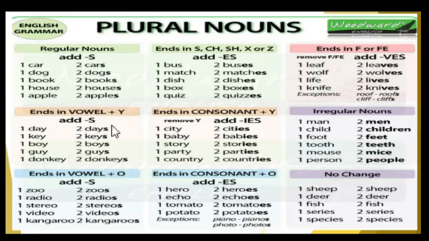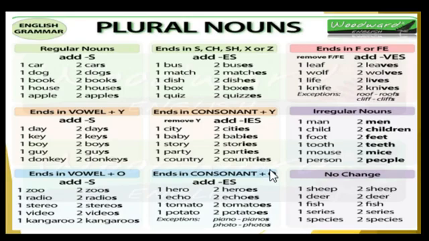How about the noun that ends in vowel plus Y? Just add S. Example, day, days. Key, keys. Boy, boys. Guy, guys. Donkey, donkeys. How about the noun that ends in consonant plus Y? Just remove Y and then add IES. Example, city, cities. Baby, babies. Story, stories. Party, parties. Country, countries.